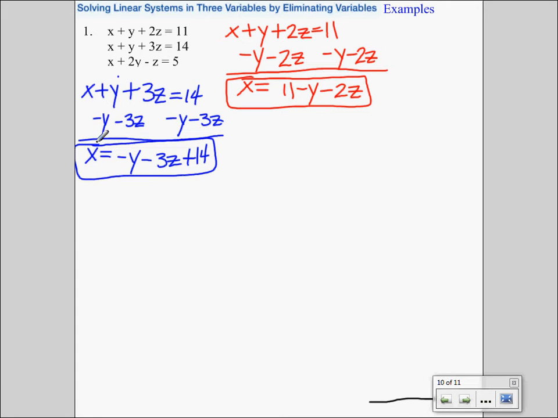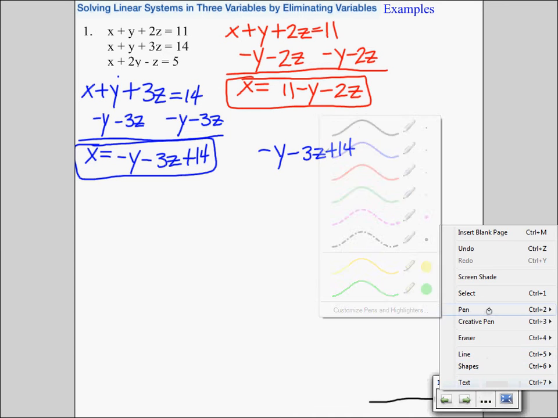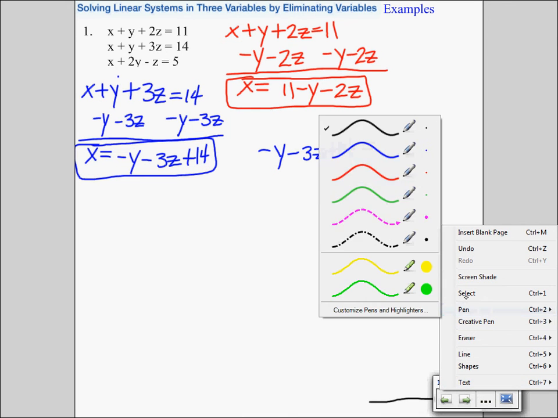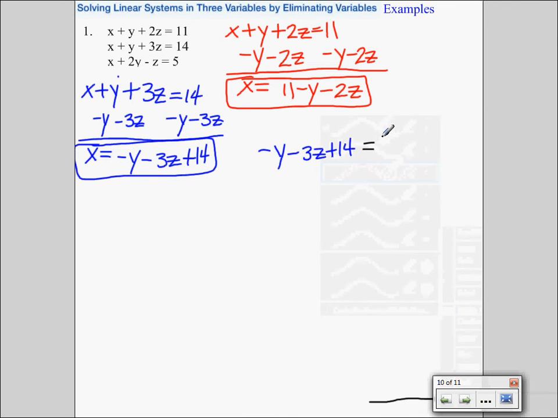Now if you note, x equals this and x equals this. So we can actually set these two equal since they're both saying x is equal to each other. So I'm going to do that here. Negative y minus 3z plus 14 is equal to what we have up here in red, 11 minus y minus 2z.